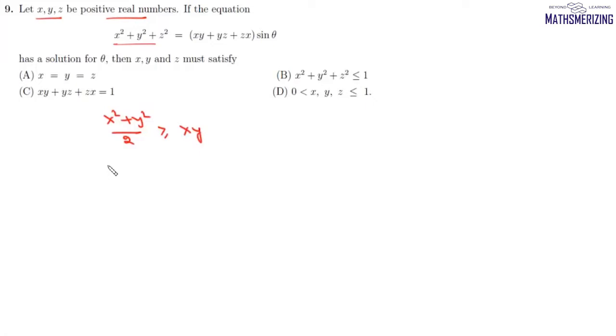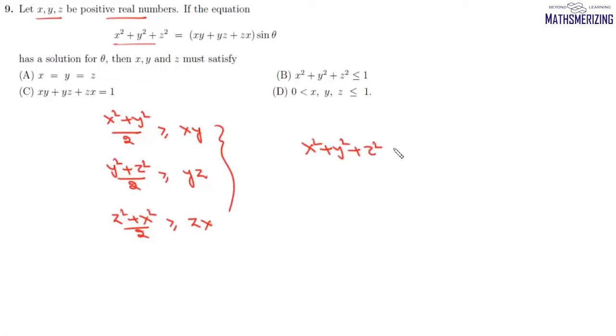In the same way we can write (y square plus z square) upon 2 will be greater than or equal to yz, and (z square plus x square) upon 2 will be greater than or equal to zx. Now we'll add them all, we'll get x square plus y square plus z square will be greater than or equal to xy plus yz plus zx. And the question says x square plus y square plus z square is equal to (xy plus yz plus zx) into sine theta.